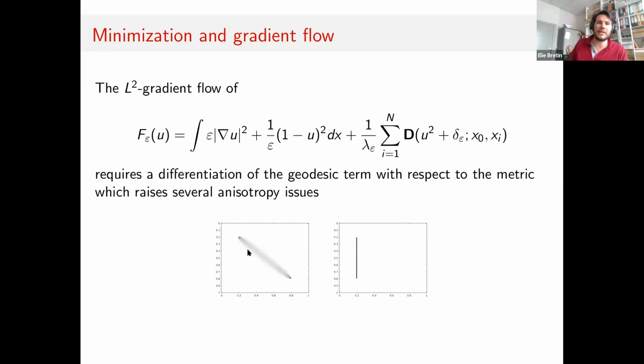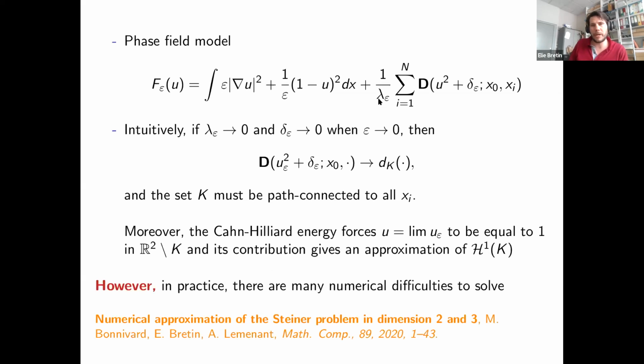But if you do exactly the same where the point is located in an oblique direction, we obtain a very smooth approximation of the Dirac mass. And this explains why, in practice, it's very difficult to obtain an efficient solution of the Steiner problem with a minimization of epsilon.